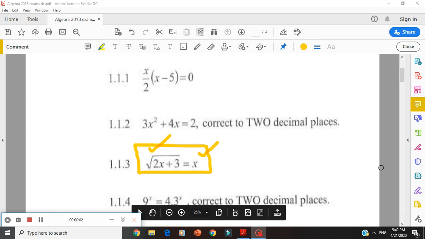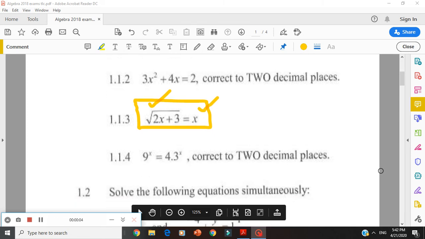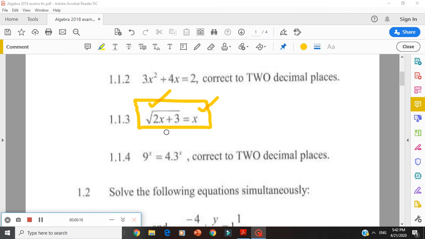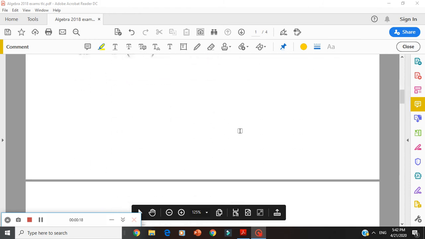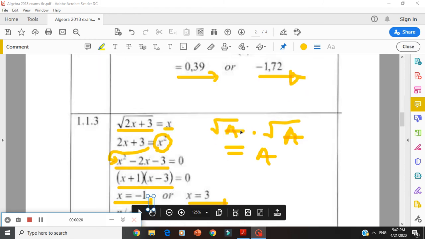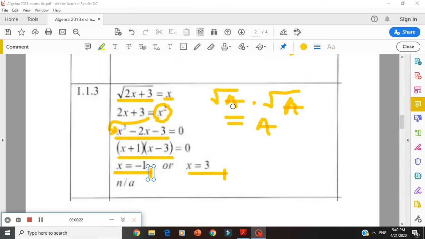Okay, continuing with 1.1.3 from the past exams for algebra, we got a square root attached to our problem. So what we need to do for this problem is to square both sides of the equation. What you should take note of when doing this problem is that the square root of any number a times the square root of any number a is equal to itself, just a. The square roots cancel off.